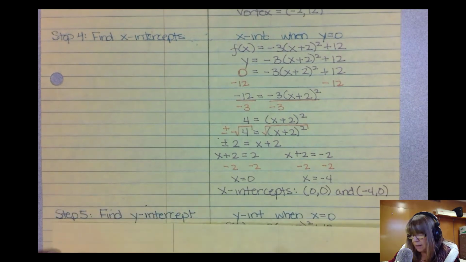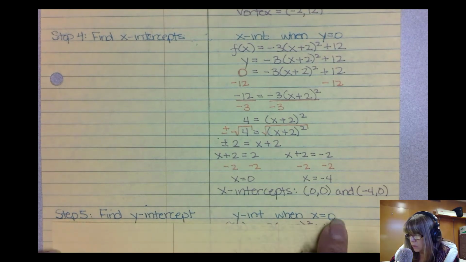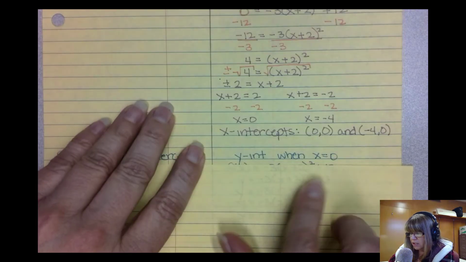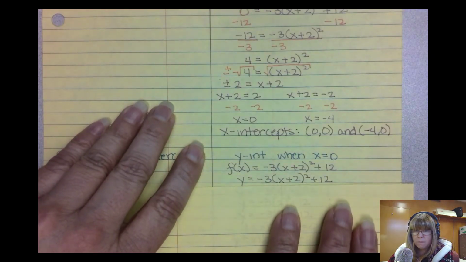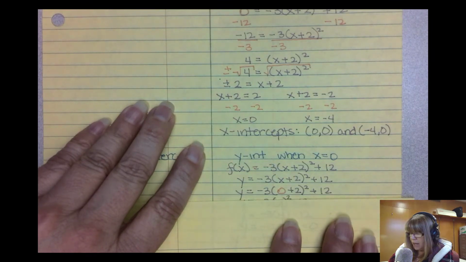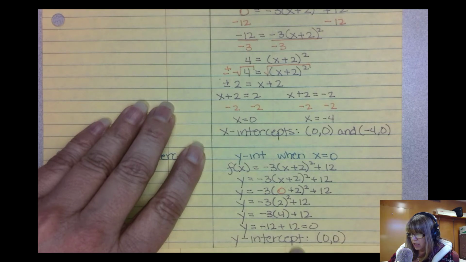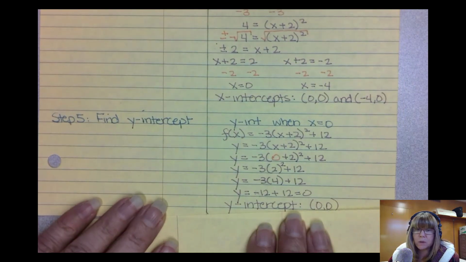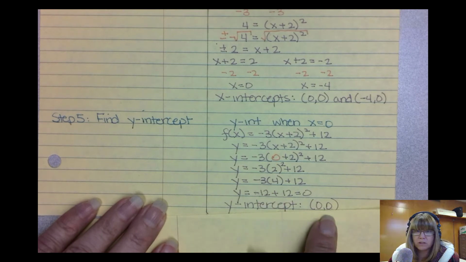The next step, we've got to find the y-intercept if one exists. So the y-intercept is when x equals 0. Right? So let's throw a 0 in. I want to know what the function is at 0. Throw a 0 in there, and if I solve this, you will see that my y-intercept is (0, 0). I'll let you work through all the little steps there, but my y-intercept is (0, 0).